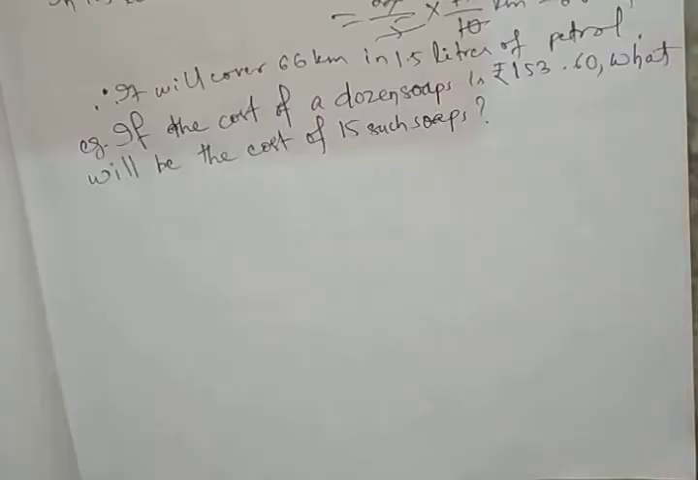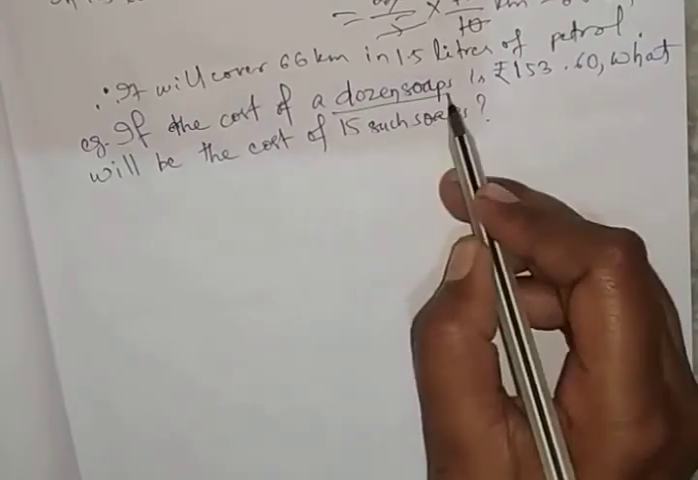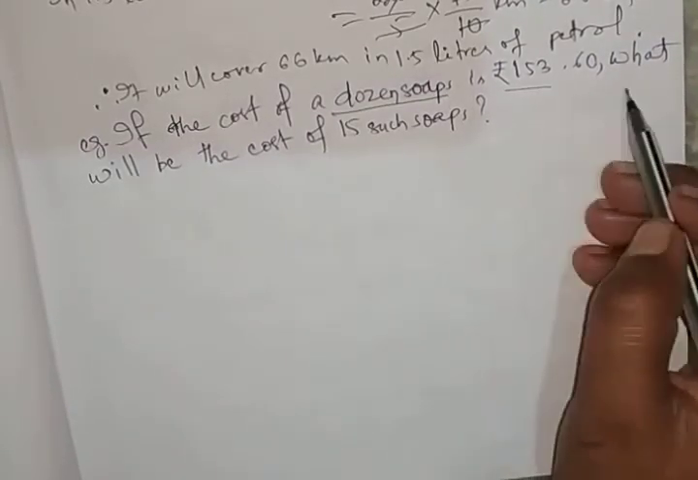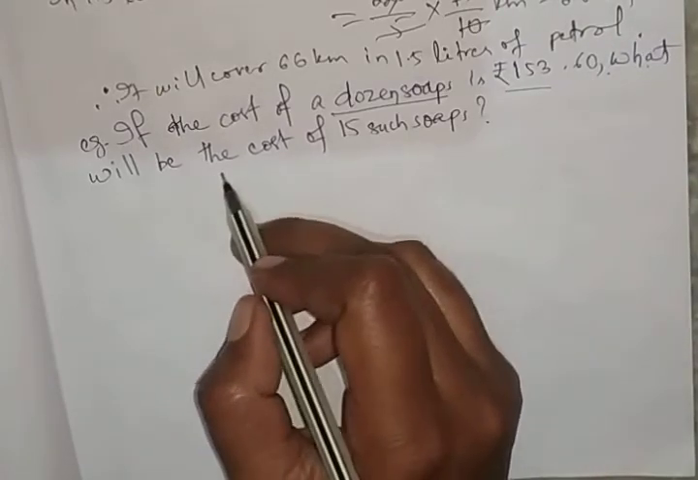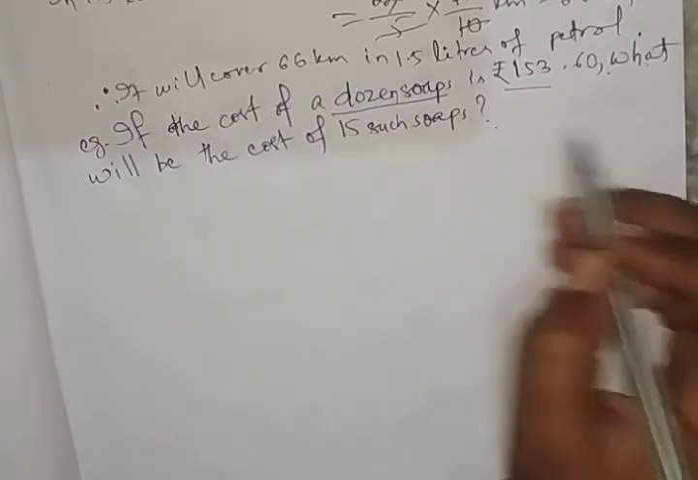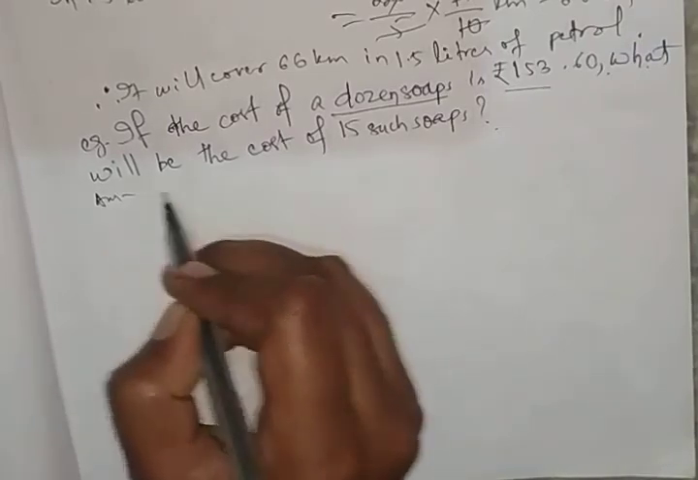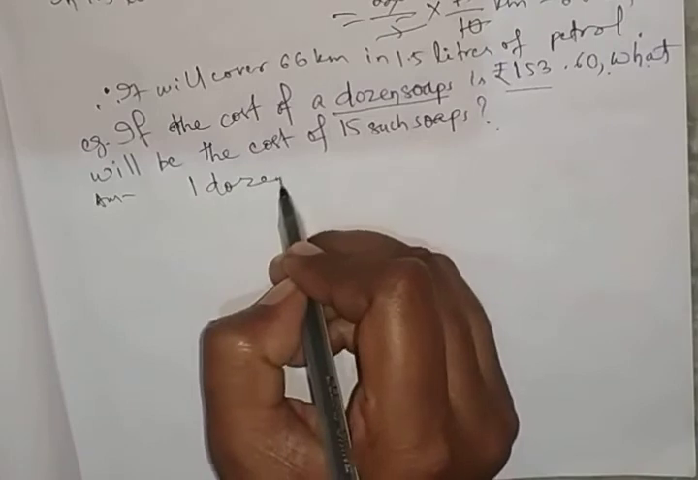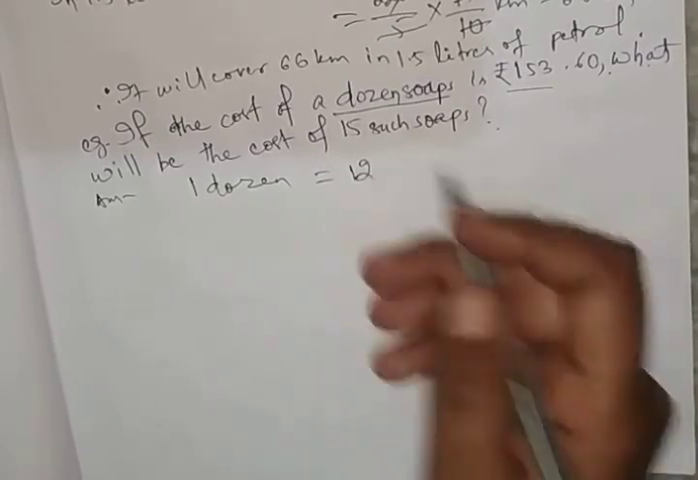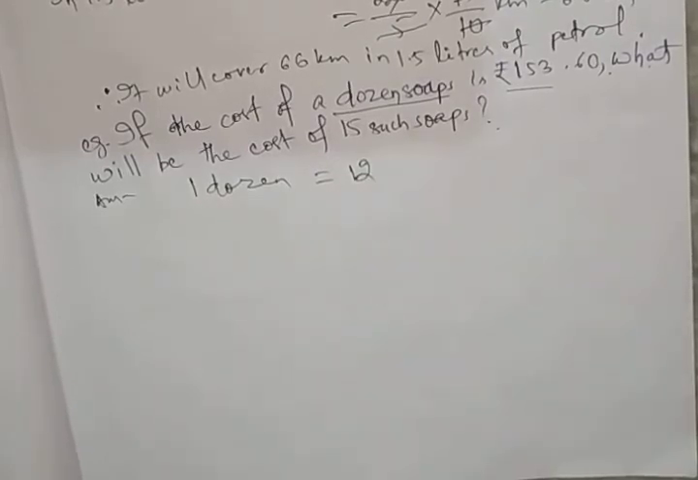Okay, next example. It is given that if the cost of a dozen soaps is rupees 153.60, what will be the cost of 15 soaps? So let's see. You will know 1 dozen equals how much? 12. Banana is purchased in dozen, so 1 dozen of banana is 12. So 1 dozen equals 12.